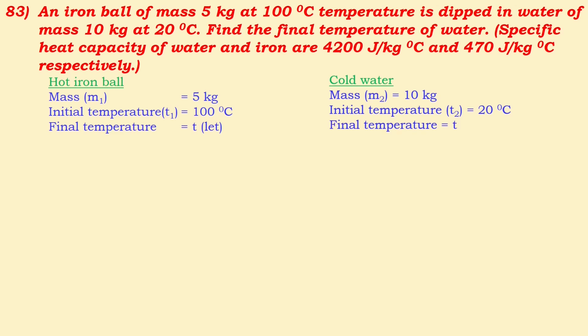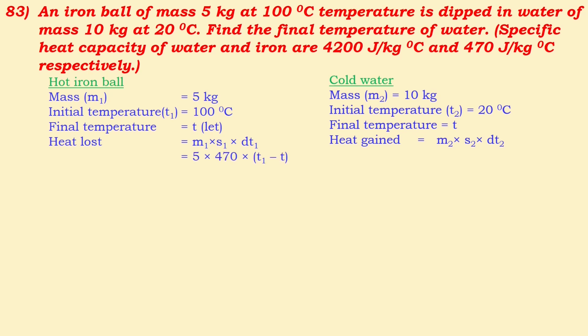And here the final temperature is the same, T, because at last both of them attain the same temperature after gaining and losing the heat energy. Now next, heat lost is equal to M1 into S1 into DT1 in the case of the hot iron ball, but in the case of cold water, heat gained is equal to M2 into S2 into DT2. What amount of heat will be lost by the hot iron, the same will be gained by the cold water.